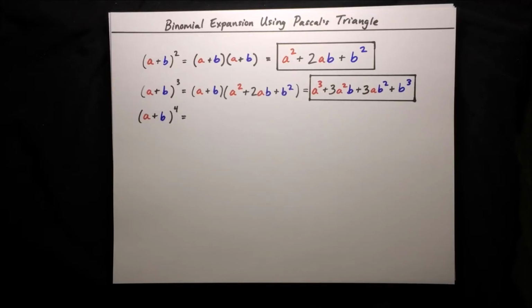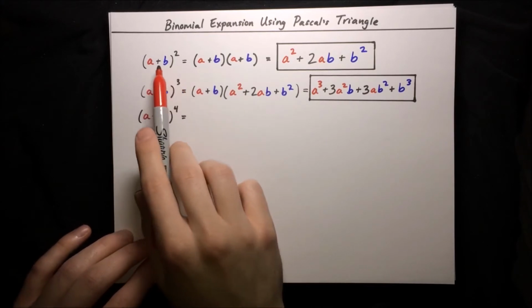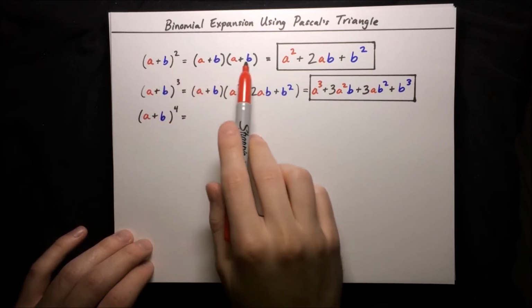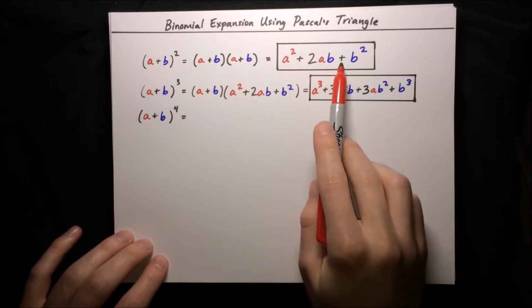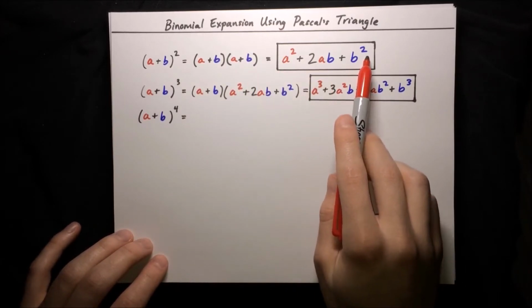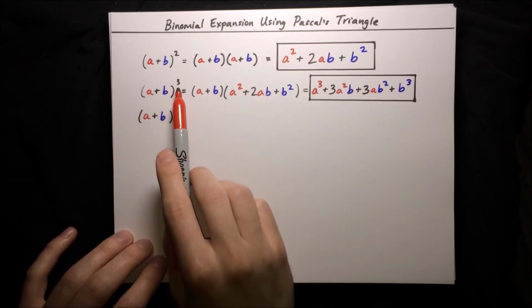In this video, I'm going to show you how to perform binomial expansion using Pascal's triangle. Remember, binomial expansion just involves multiplying out a binomial that is raised to some power, say a plus b squared. When you multiply that out, a plus b times a plus b, you get a squared plus 2ab plus b squared. And we can also do this for a plus b to the third power.